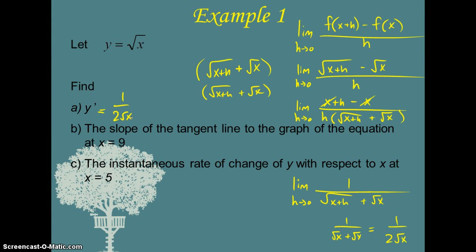Slope of the tangent line to the graph of the equation at x equals 9. That's simply plugging in a 9 into the equation. I don't have to redo it all because I already have this generator. Instantaneous rate of change of y with respect to x at x equals 5. That's the exact same thing. So I'm just going to do 1 over 2 root 5. And that's my answer.